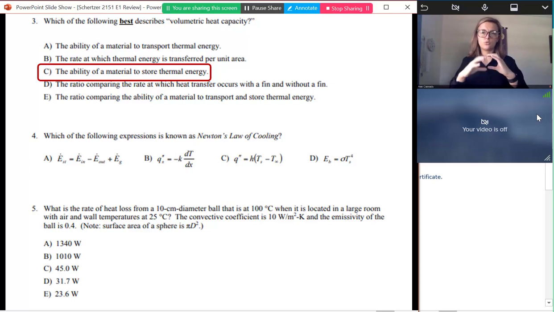Question 4 asks us, which of the following expressions is Newton's law of cooling? This is kind of one of these engineering decoder ring type questions. This is definitional. So we use Newton's law of cooling to describe convection heat transfer. So that's this option C, which gives us an equation for heat flux due to convection.